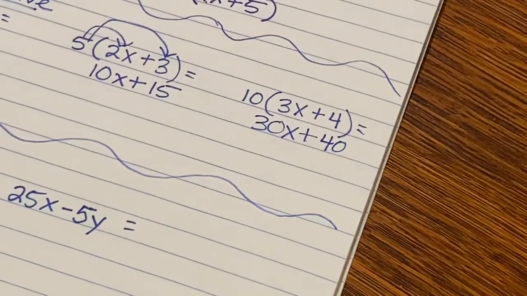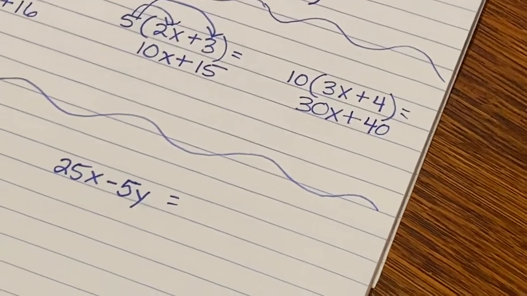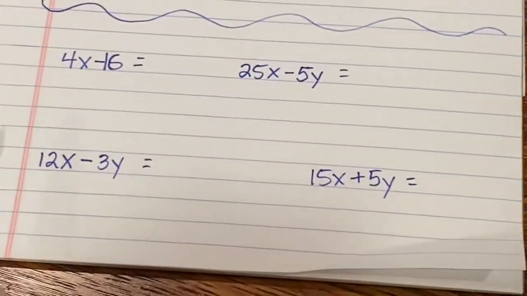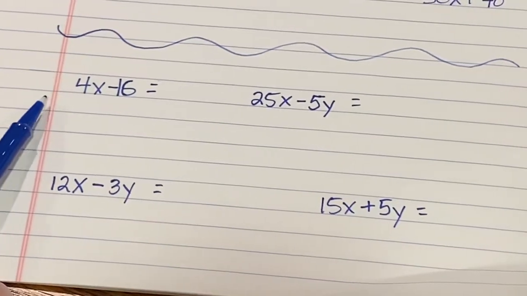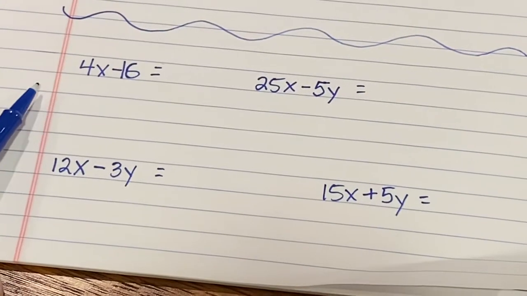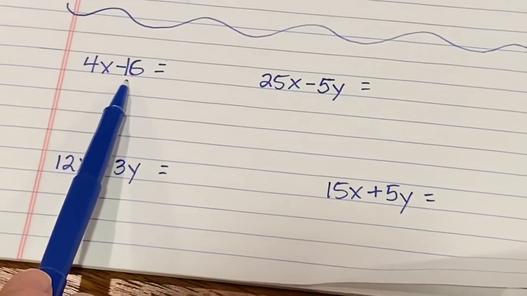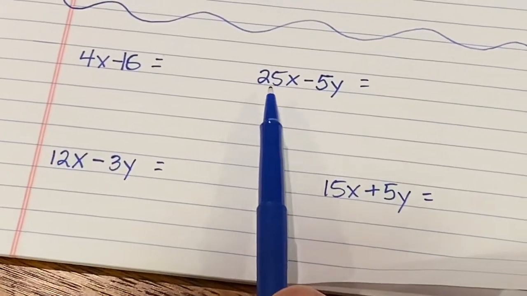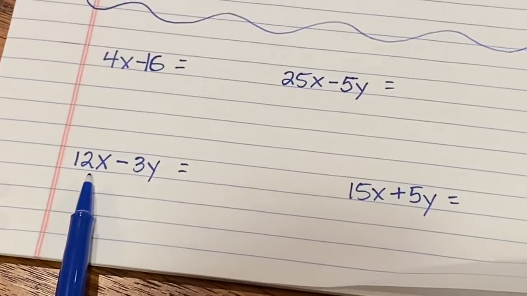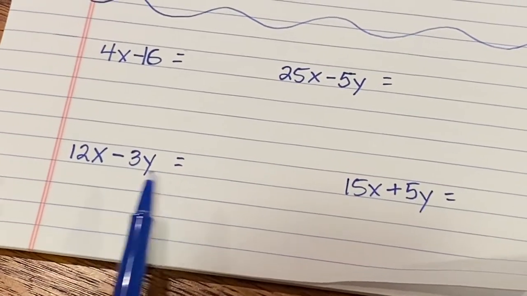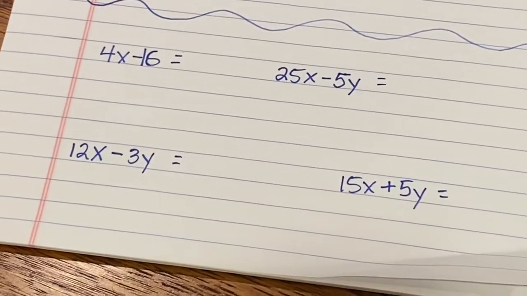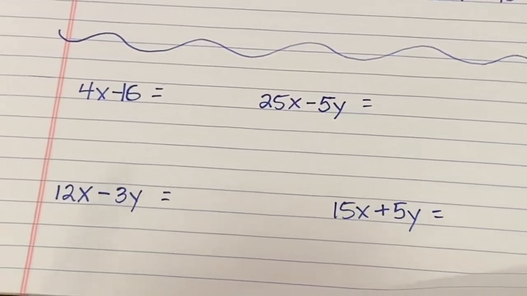Now, I'm going to give you 4 problems that are the other kind. So you have to reverse it. Here are these 4. So copy these down on a piece of paper and then come up with equivalent expressions for 4x minus 16, 25x minus 5y, 12x minus 3y, and 15x plus 5y. Pause the video, come back when you're done, and see how you did.